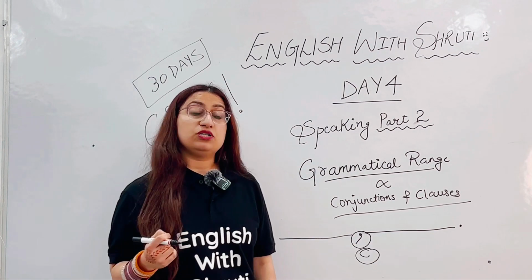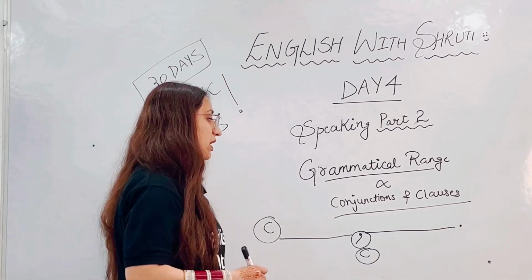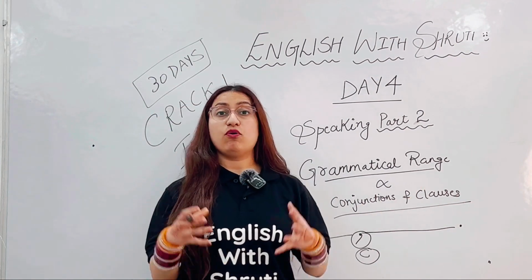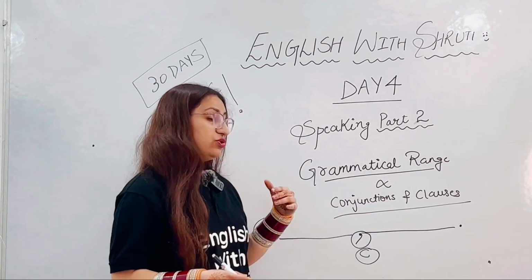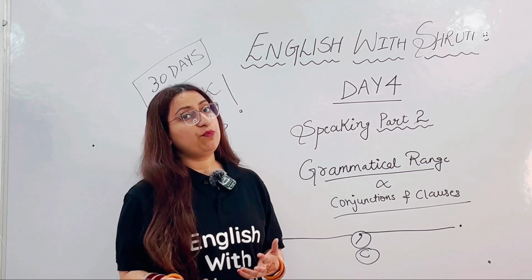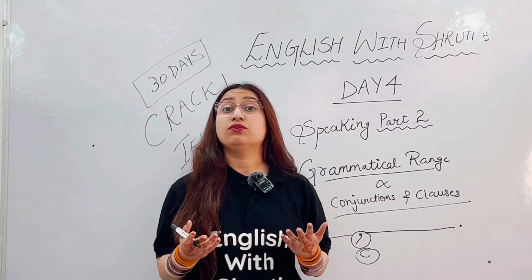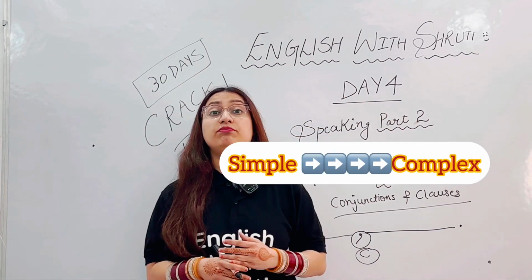When you are using a conjunction in between, when you are starting your sentence with a conjunction and you are producing variety of short sentences compiled together, that is how you are going to produce a complex sentence. And that complex sentence itself says that you are proficient in using a grammatical range. Range का मतलब है simple से complex sentence की तरफ बढ़ना.